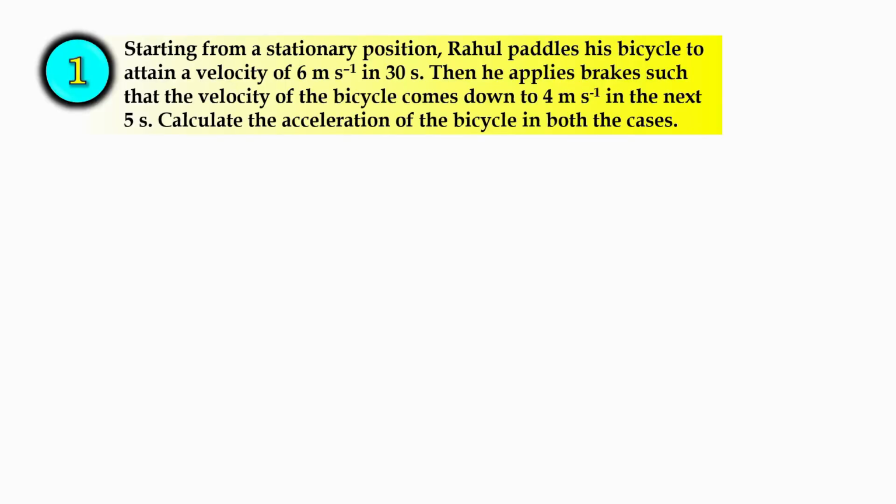Now let us solve the first numerical problem of type D. Rahul starts from a stationary position and paddles his bicycle. After 30 seconds, he attains a velocity of 6 meters per second. Then he applies the brakes, and the velocity of the bicycle reduces to 4 meters per second in the next 5 seconds. We need to calculate the acceleration of the bicycle in both cases.